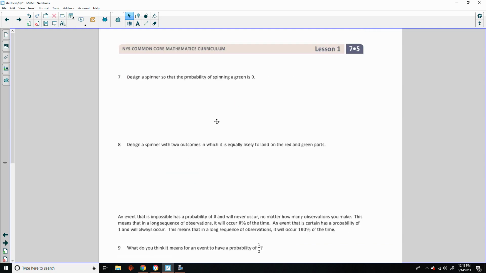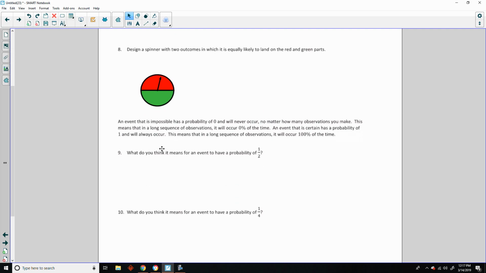Alrighty then. Number 7, design a spinner so the probability of spinning a green is 0. Okay, here's a spinner, so the probability of spinning a green is 0. Now it says design a spinner with two outcomes in which it is equally likely to land on red and green parts. Okay, so here we go. Here's a spinner with two outcomes, equally likely to land on red or green.